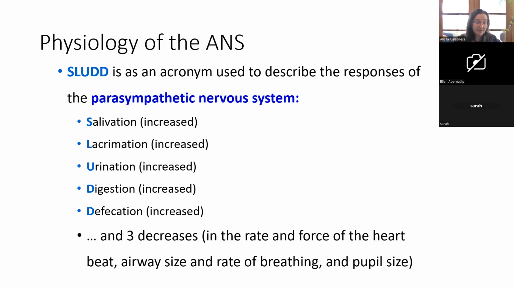Things that the parasympathetic nervous system does, we can kind of sum up with this acronym SLUD. Right? So SLUD stands for salivation, lacrimation, which is crying, urination, digestion, and defecation. So when you're resting and digesting, you don't need any of that hyper awareness. You can just salivate, digest your food, eliminate the wastes. Your heart rate will go down, your respiratory rate will go down, and your pupils will constrict because there's nothing scary happening.